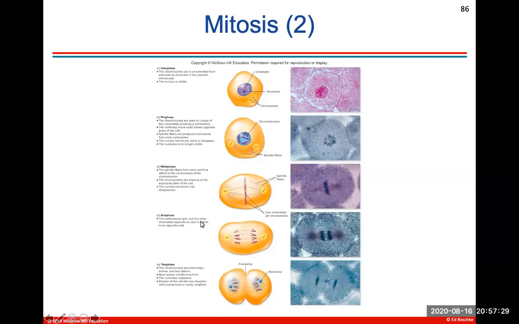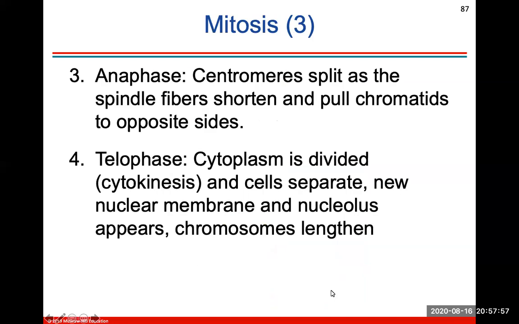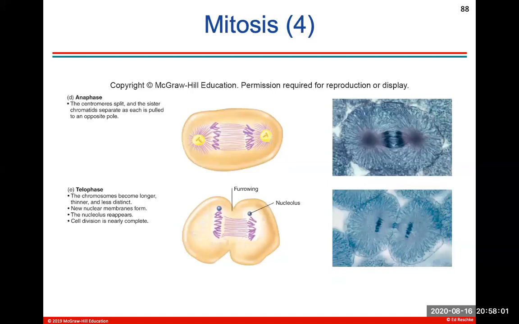apart in anaphase. So in anaphase, the centromeres will split and the sister chromatids will separate as each is pulled to opposite poles. And then in telophase, the chromosomes will become longer, thinner, less distinct. The new nuclear membrane will form and the nucleolus will reappear. Division of the cell into two daughter cells is nearly complete, and that will be cytokinesis when it's completed. So again, anaphase, telophase, you can read through what happens during those phases.